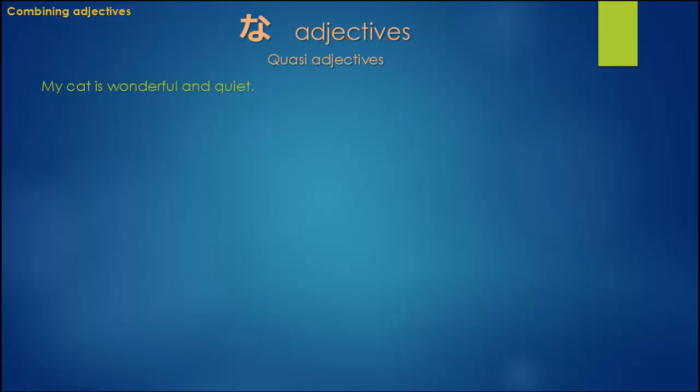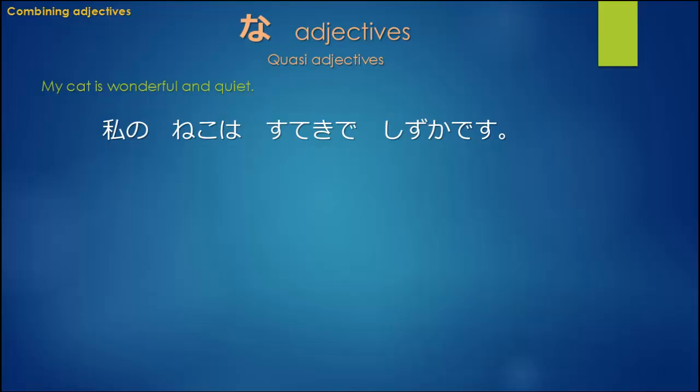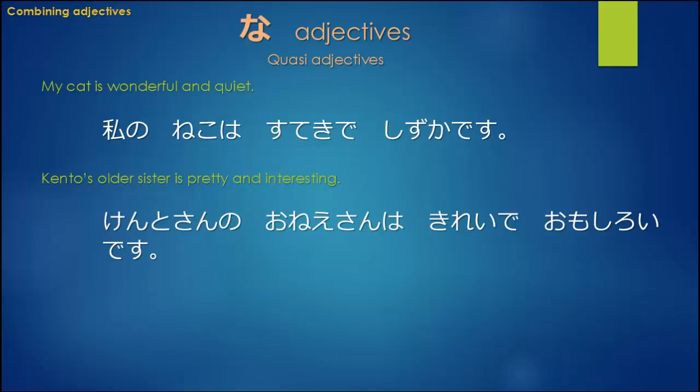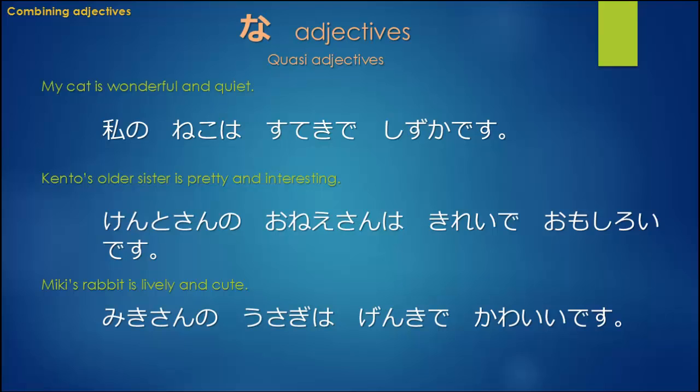Let's have a go at this one. My cat is wonderful, stylish, and quiet. 私の猫は素敵で静かです. Kento's older sister is pretty and interesting. ケントさんのお姉さんはきれいで面白いです. Mickey's rabbit is lively and cute. ミキさんのウサギは元気で可愛いです. We are assuming something here, that Mickey is an older person than you. Alright, I hope that helped you.